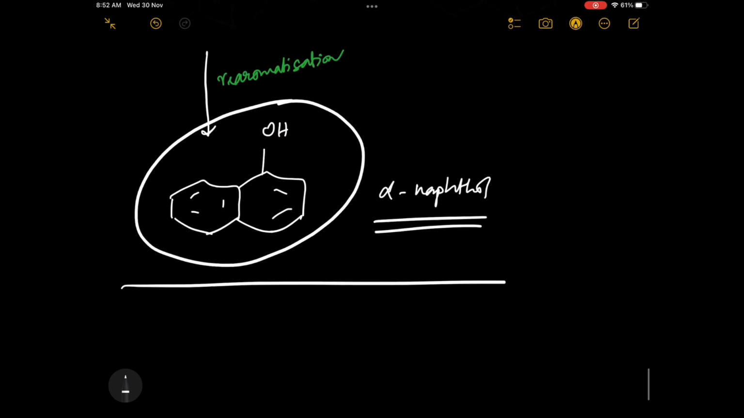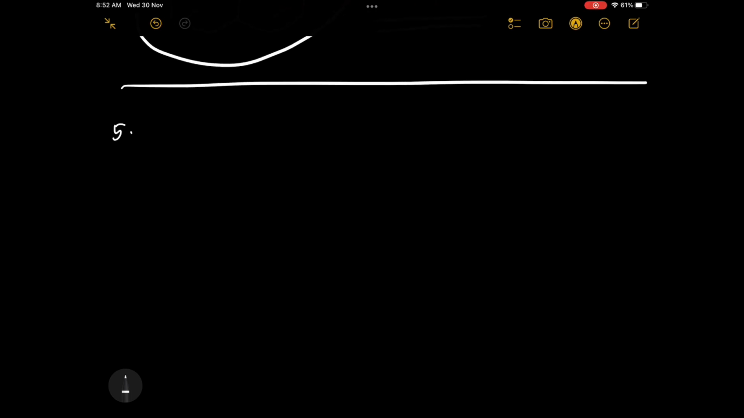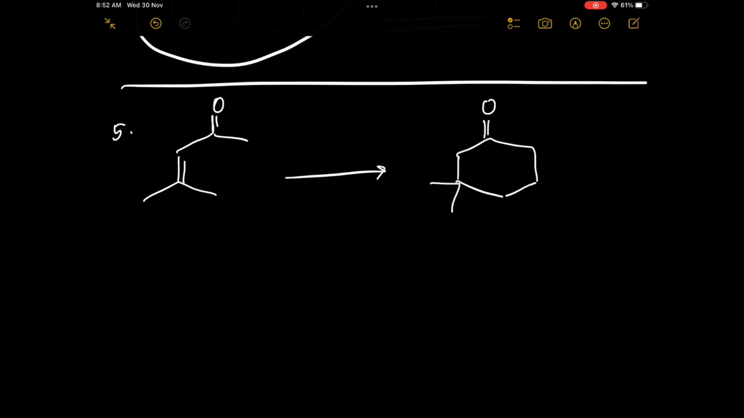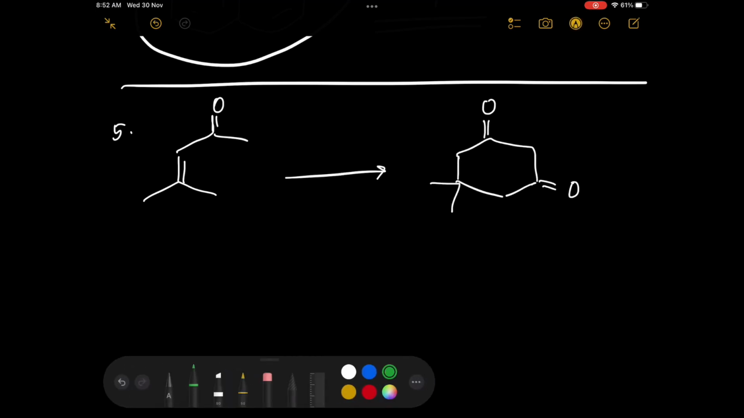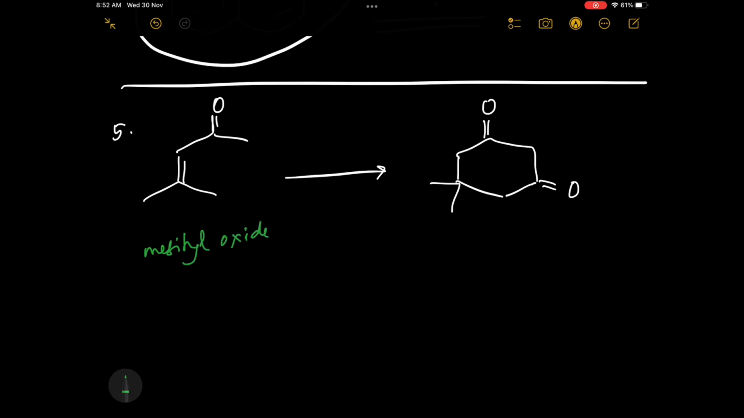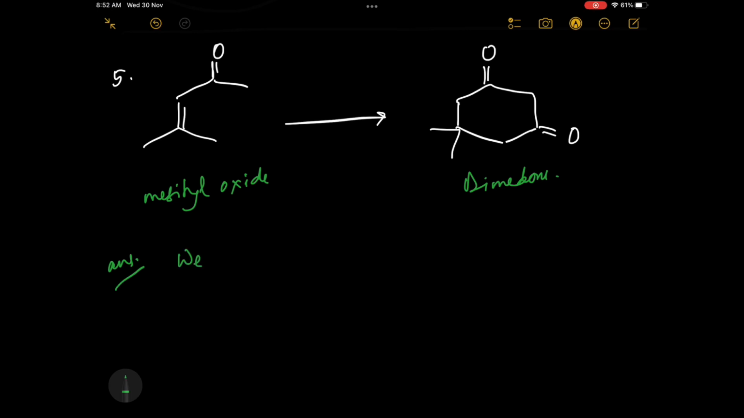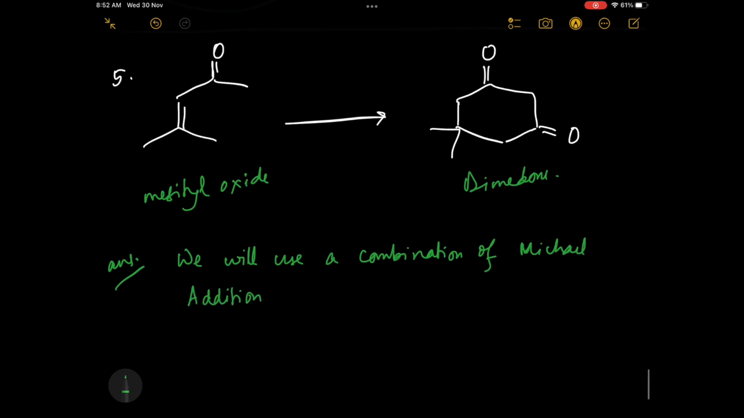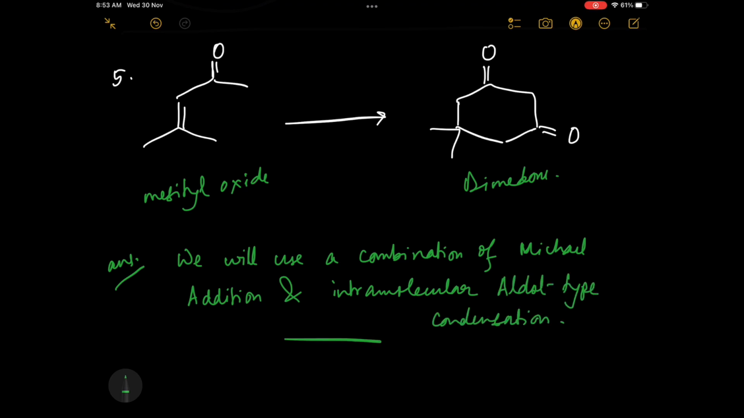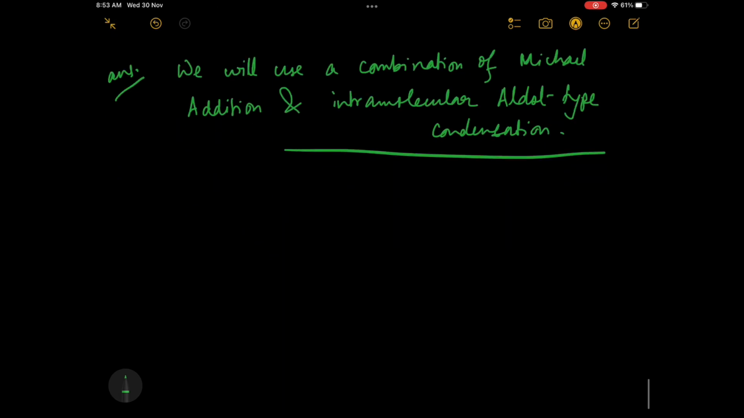So this is also a very important and very interesting reaction. So let's go to the fifth question, which is the last question in this set. As we can see, we have here mesityl oxide, and we have to convert it into dimedone. These are very well-known unsaturated carbonyl compounds. For this we will use a combination of Michael addition at first, a 1,4 conjugate addition, and then an intramolecular aldol type of reaction in the next step.